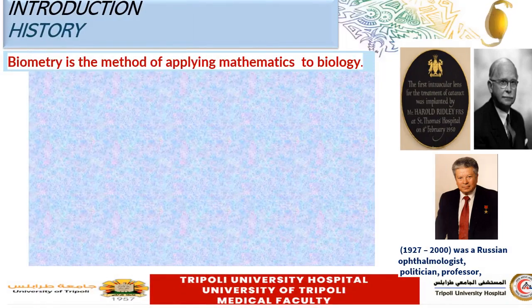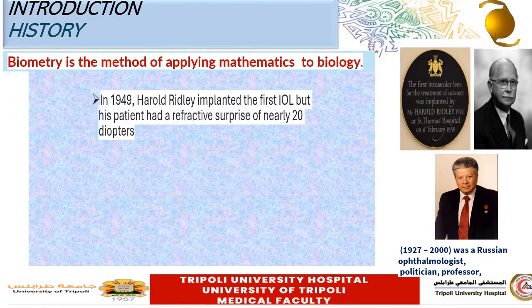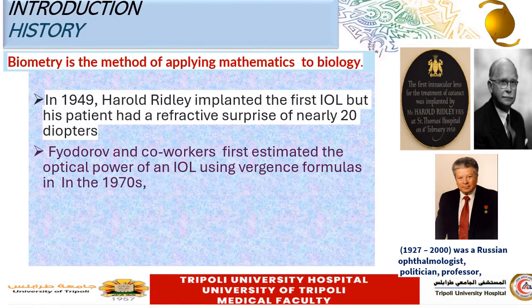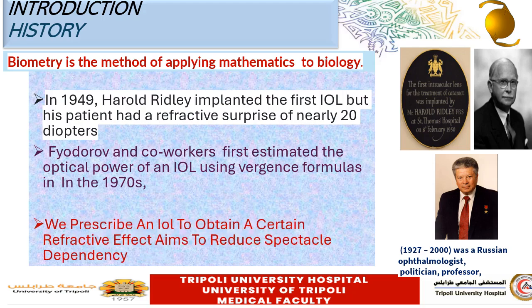An introduction to the science of biometry, which is simply applying the science of mathematics to a biological tissue. In ophthalmology, we use this term to calculate the power of the intraocular lens needed to achieve post-operative emmetropia. And here we should not forget the first intraocular lens implantation done by Dr. Harold Ridley in 1949. Unfortunately, it ended up with a refractive surprise of 20 diopters, and for this he got a prize from the Royal College.